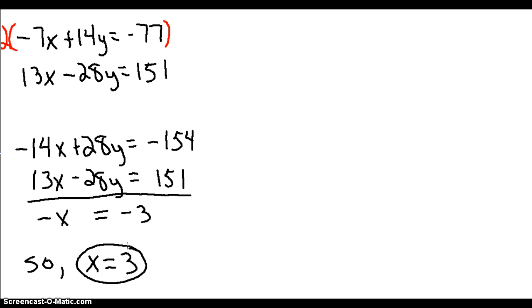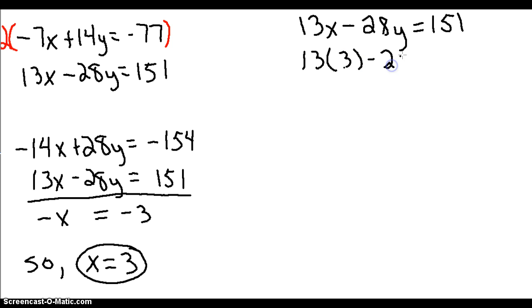Alright, let's go back and find another one of our unknowns. The way we do that is we go back to our system of 2 equations, 2 unknowns, and pick one of those to plug into. Again, it doesn't matter which one. I'm going to plug into the second equation. So we're going to do 13x minus 28y equals 151. We know that x is 3, so it's going to be 13 times 3 minus 28y, and it's going to equal 151.